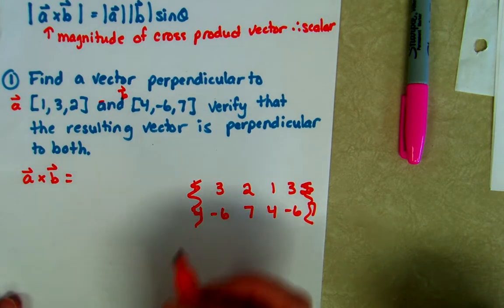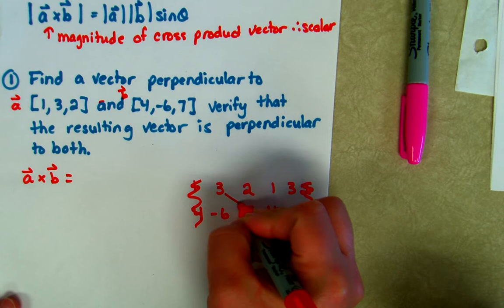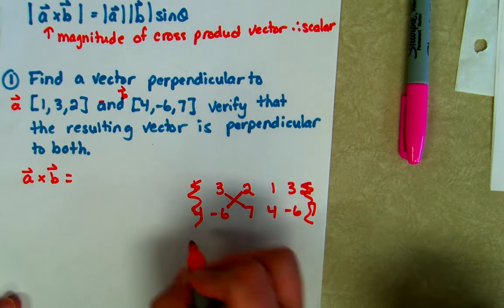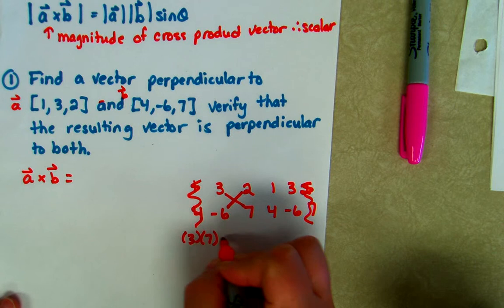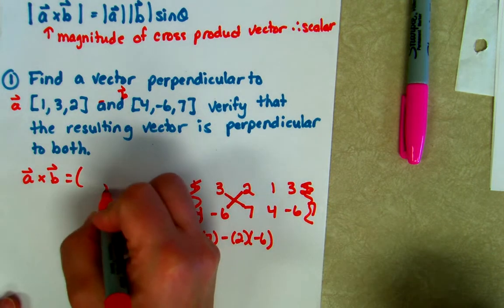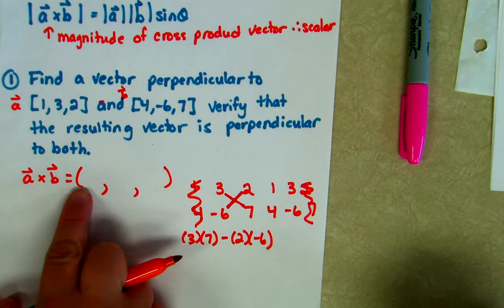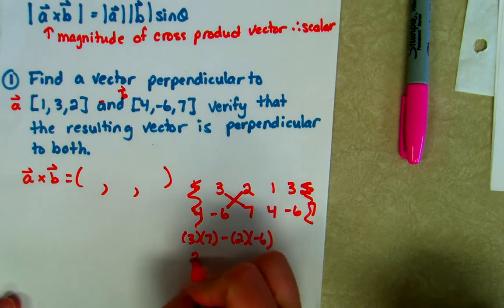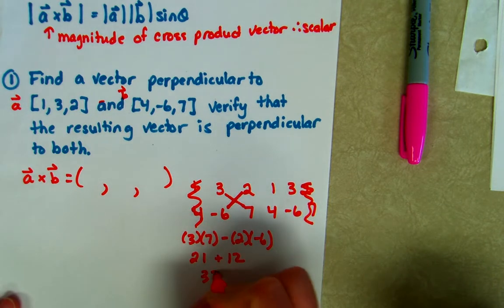And now it's going to be x's. You're going to do 3 times 7, subtract 2 times negative 6. So I do 3 times 7, subtract 2 times negative 6. That's going to be the x part of my cross product. So that's going to be 21 plus 12, or 33.